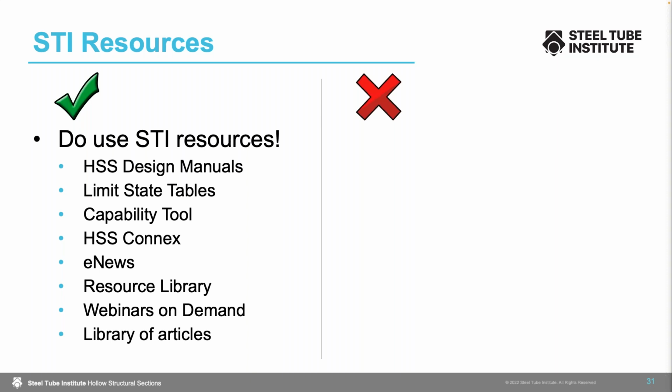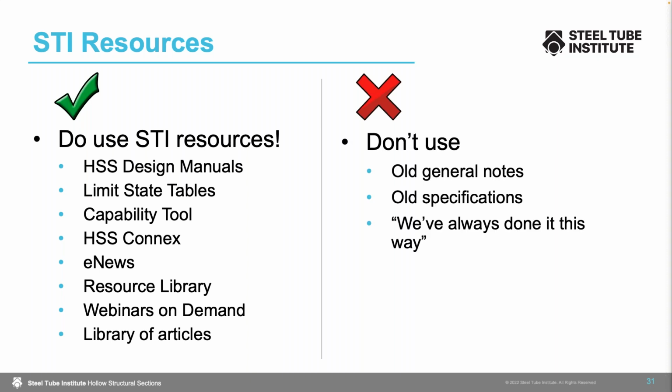What we don't recommend is that you continue to use old general notes that may be outdated, old specifications that may be outdated, such as ASTM A500B, when we now have the dual cert of the B and the C, or just because, quote, we've always done it this way. HSS has come a long way in research and code changes in the last 5 or 10 years, so there is a lot of information out there for your use that's going to make your design much more efficient than just doing it the way that you've always done it.